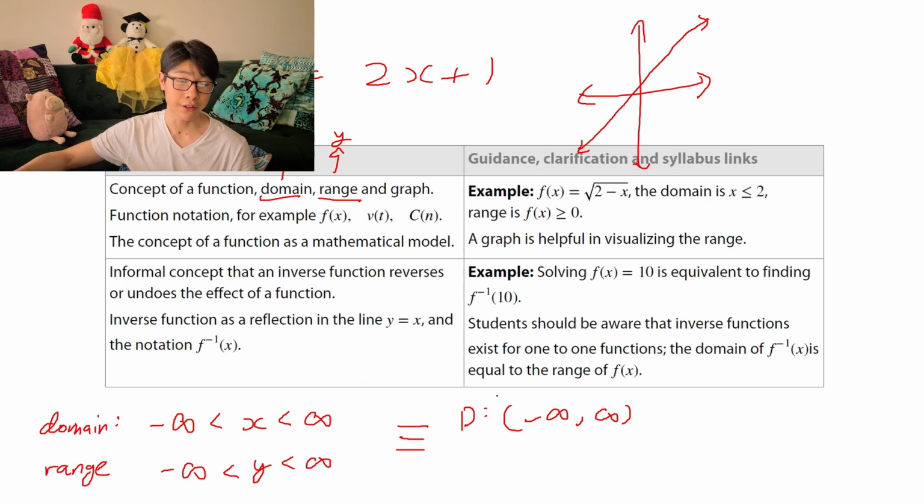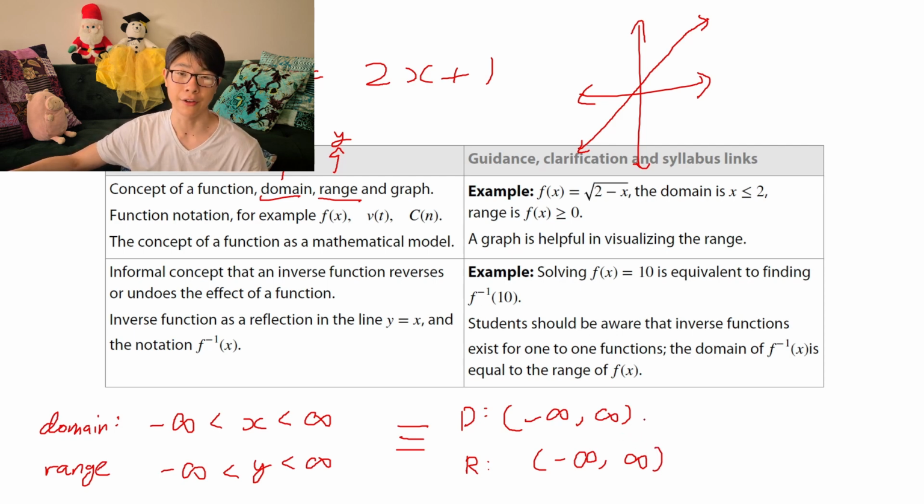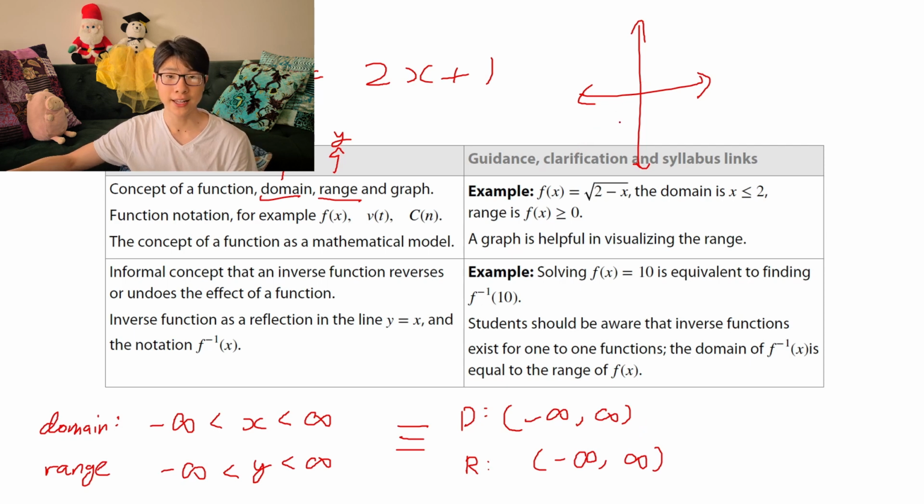So now finally the range will be equal to negative infinity to positive infinity as well. And we're going to be using round brackets because it doesn't actually include negative and positive infinity. How we visualize these domains on a graph is sometimes we'll be given a graph something like this. Let's say we're given a graph like this.